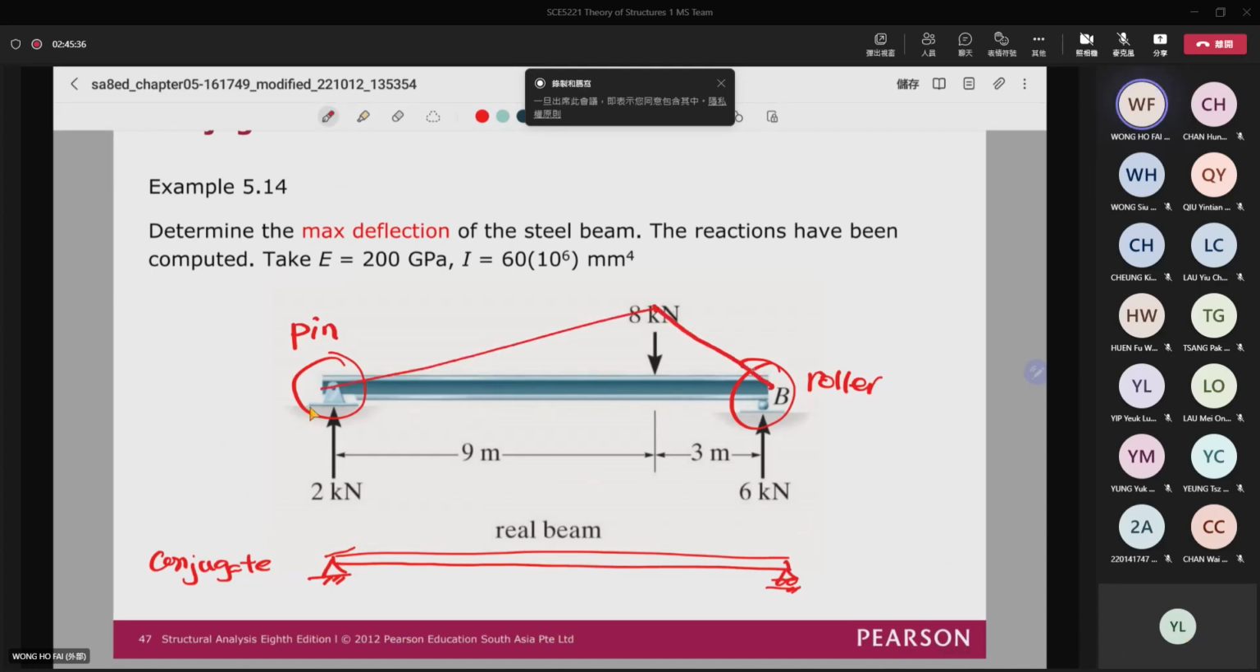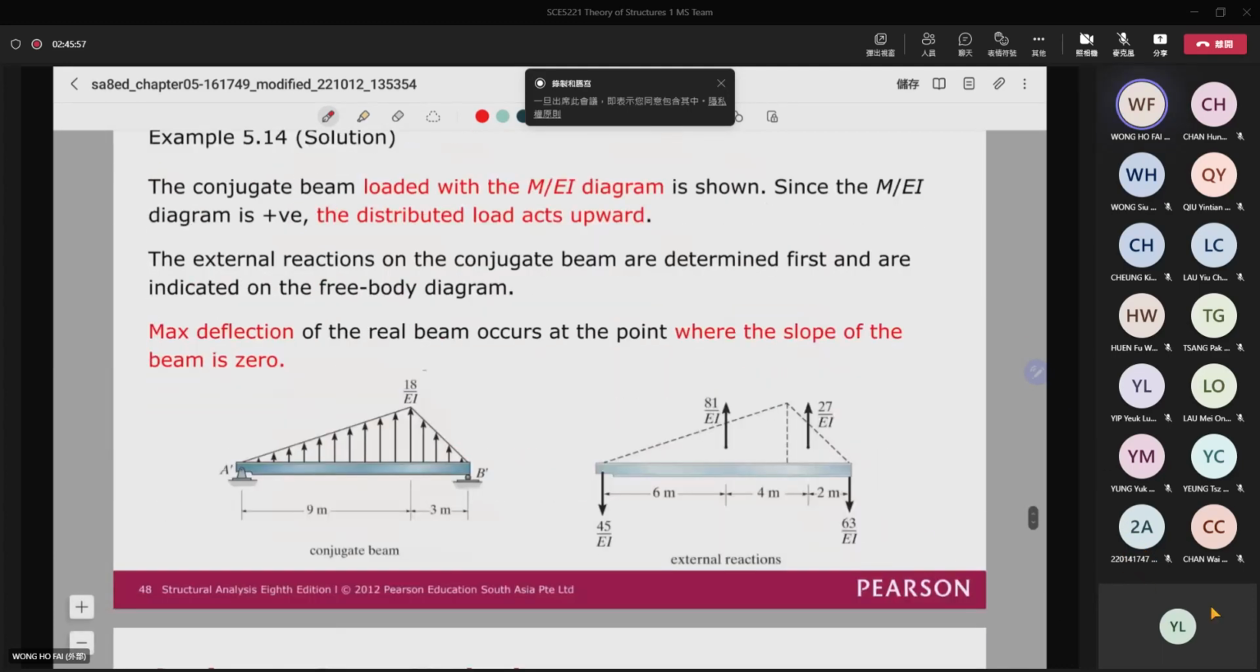Because this is your bending moment equation. And then your conjugate beam will be something like that as well. And then this is the loading on the conjugate beam. And then from there, the moment is equal to 18. Then for here, you can see that the load is equal to M over EI. So it is 18 over EI.